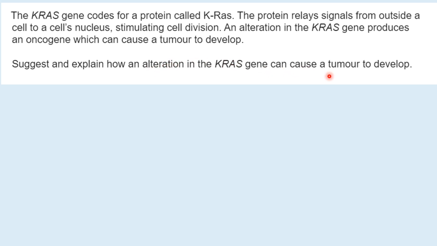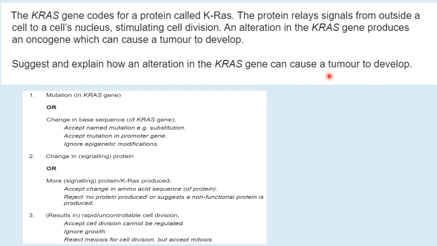Have a pause. What would you write? Okay, so it's a 3-mark question. You're going to say number 1, mutation. Remember, you have to say where it happens. So mutation happens in the KRAS gene. Okay, and this basically will change the normal function of the KRAS protein. So the KRAS gene is mutated, so the KRAS protein is now different. What's the normal job of the KRAS protein here? It gives signals to stimulate cell division.